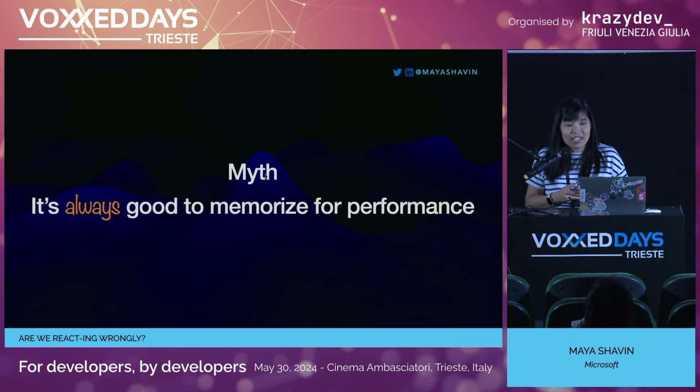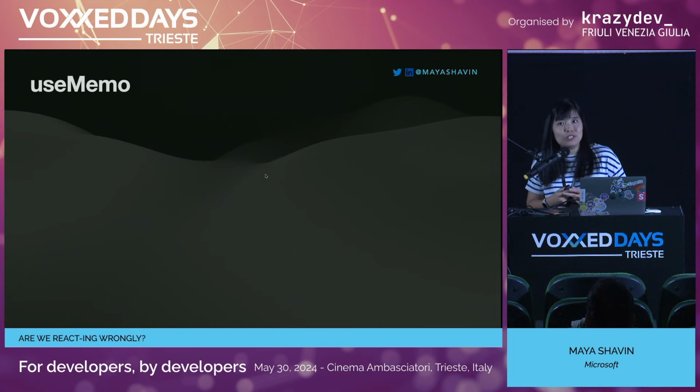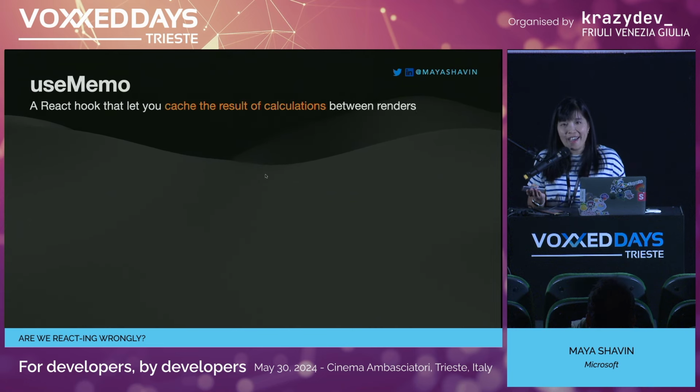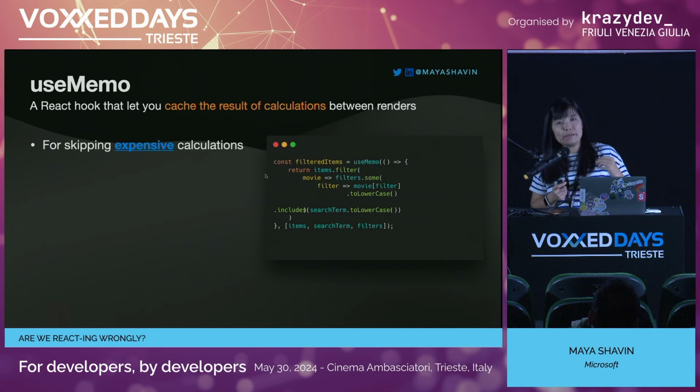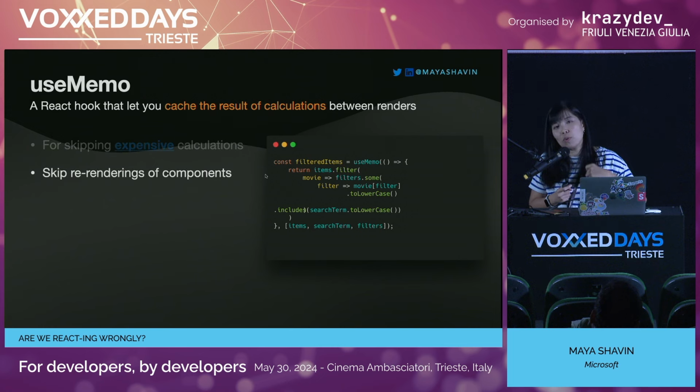Is it? So let's take a look at two hooks today, useMemo and useCallback. Let's start with useMemo. useMemo is the hook that allows you to cache the result of calculations between renders, which means you can wrap the functions that return a value with useMemo, pass it some dependencies, and React would skip expensive calculations during render and not try to re-render something that was not changed before.